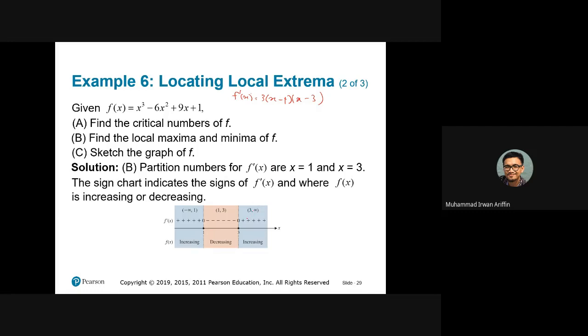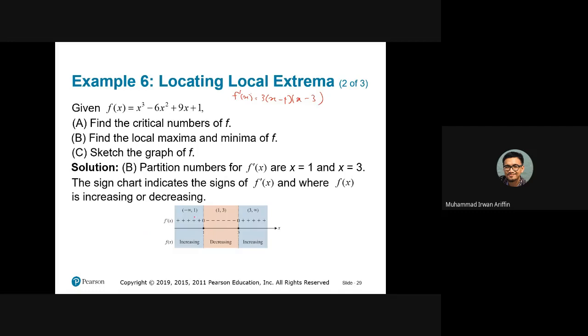And a number that is greater than 3, all the way to positive infinity. So 3 to positive infinity. For a number that is greater than 3, of course, this will be positive and this will be positive. So we have positive.